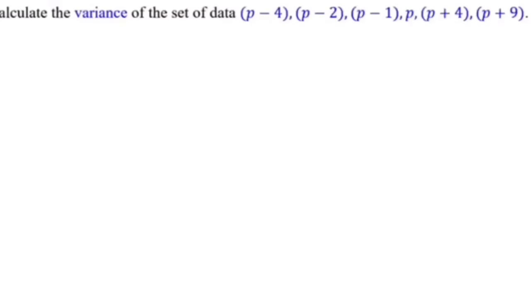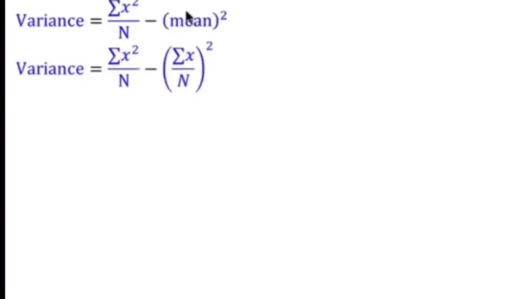Okay, let's discuss question number 9. This question looks easy, but when you do it, it's not easy. So we want to find the variance for the numbers given. So we start with the variance formula: sum of data squared over n, minus the sum of data over n, all squared.